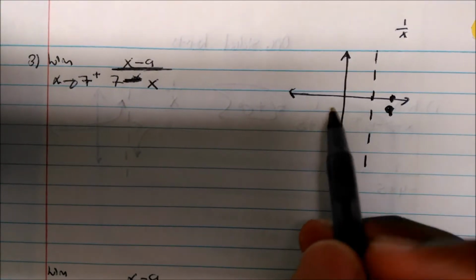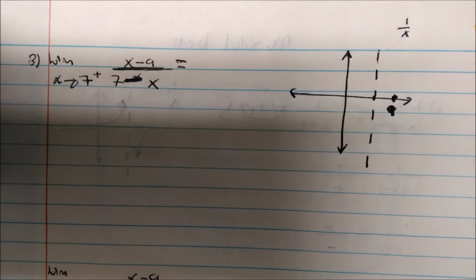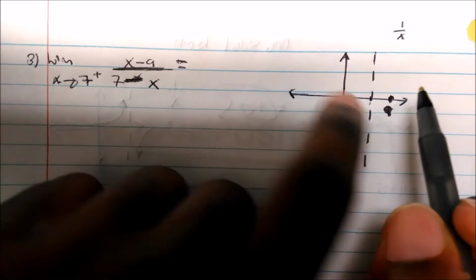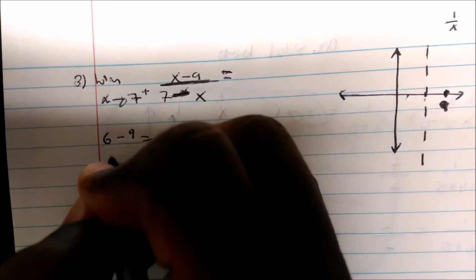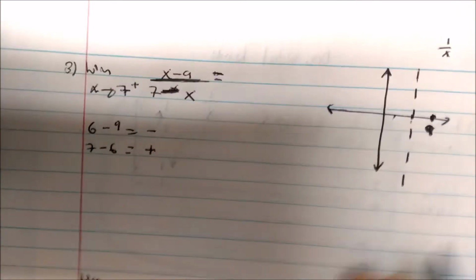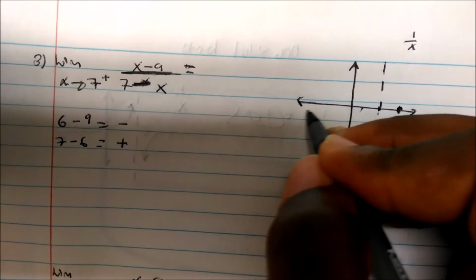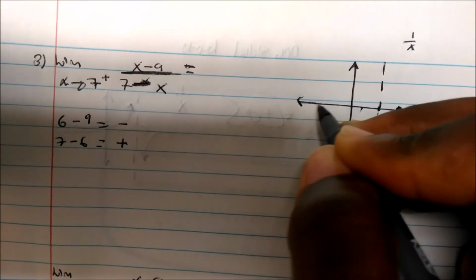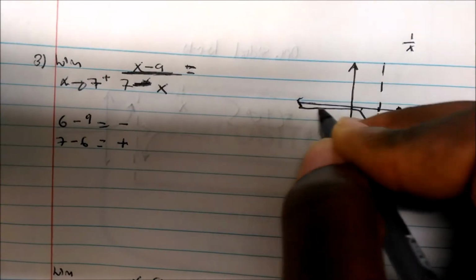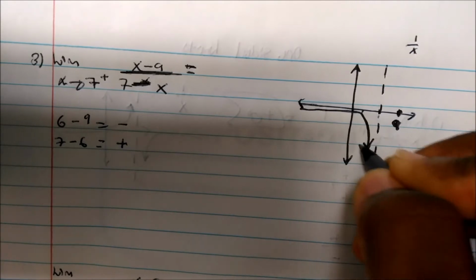So now, let's see. This is 7. So we could plug in 6 to see what the graph looks like over here. So 6 minus 9 is a negative number. 7 minus 6 is a positive number. So coming from here, the graph is actually negative. Negative divided by positive is a negative. Yes. The graph is actually negative.